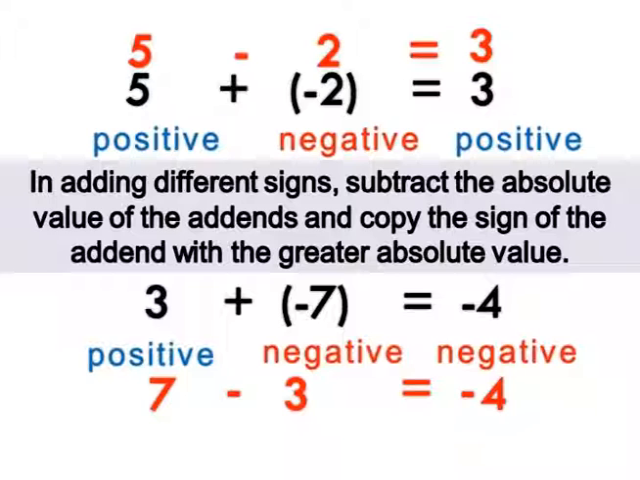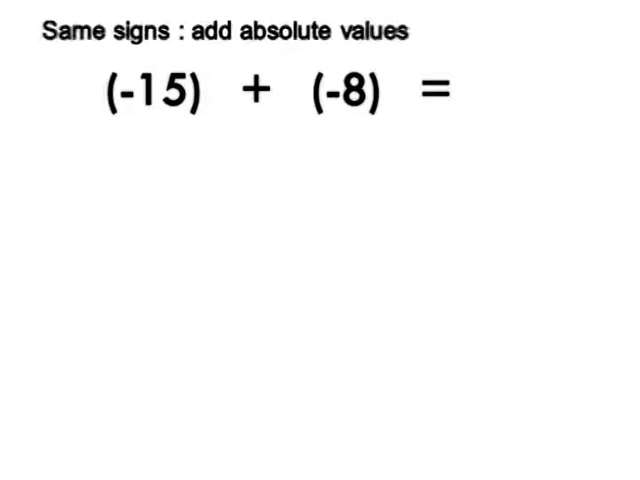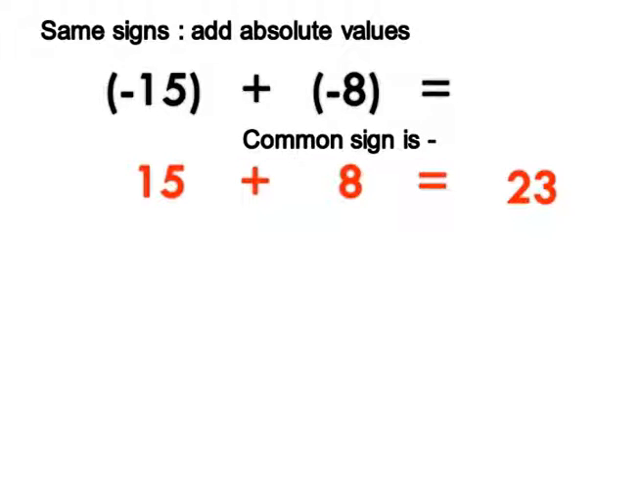Now, for us to know if our rules really work, let us have an example of negative 15 plus negative 8. In here, you can see that they have the same sign, so we add their absolute values. Taking their absolute values, we have 15 plus 8. So 15 plus 8 is equal to 23. Now the common sign is negative. Therefore, we copy the negative sign. And the answer for negative 15 plus negative 8 is negative 23.